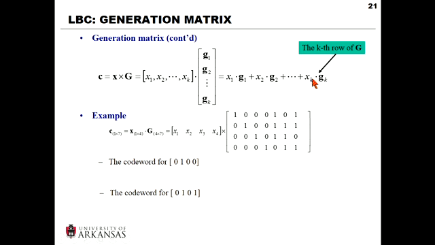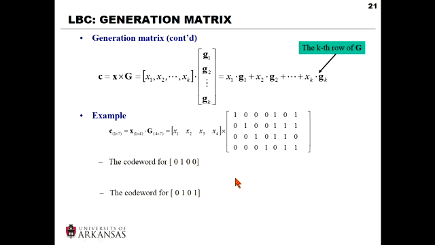That's exactly what I did in the previous example, right? If the first 2 bits are 0, then I don't need to worry about the first 2 rows. I only need to add up those rows with x corresponding to 1, and that's it. For this example, the code word for 0100 will simply be the second row, and the code word for 0101 will be simply the summation of the second row and the fourth row. In this case, we can find the code word for all those information sequences.